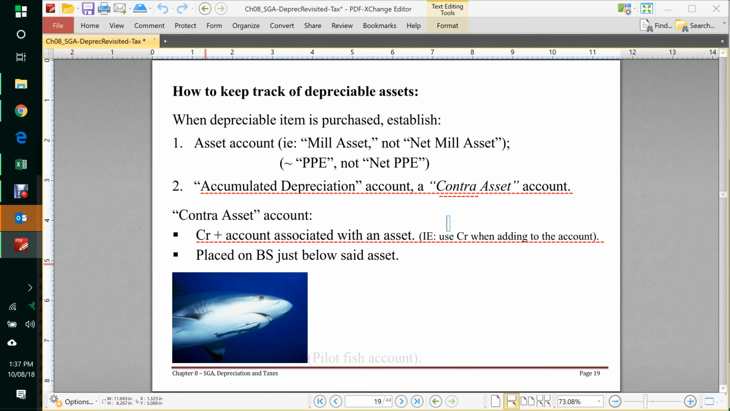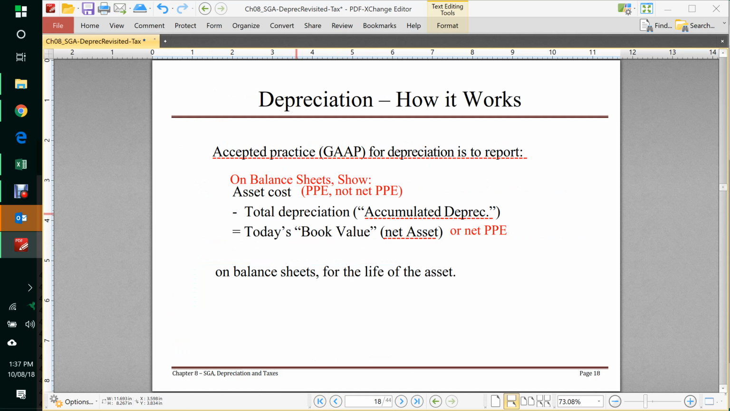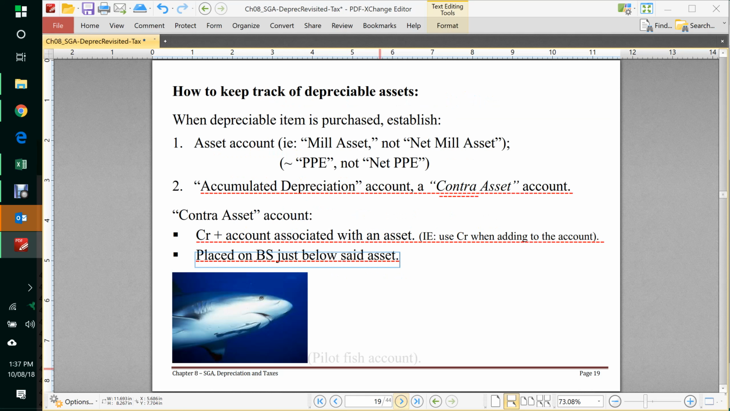And this is always on a balance sheet going to be placed just below the asset itself, just like I showed over here. We have the PPE, not net PPE, minus accumulated depreciation equals today's book value. These two, the PPE and the accumulated depreciation, are always shown together on the balance sheet. So it's very much like a shark and a pilot fish. The pilot fish is always right next to and just below the shark for its life.